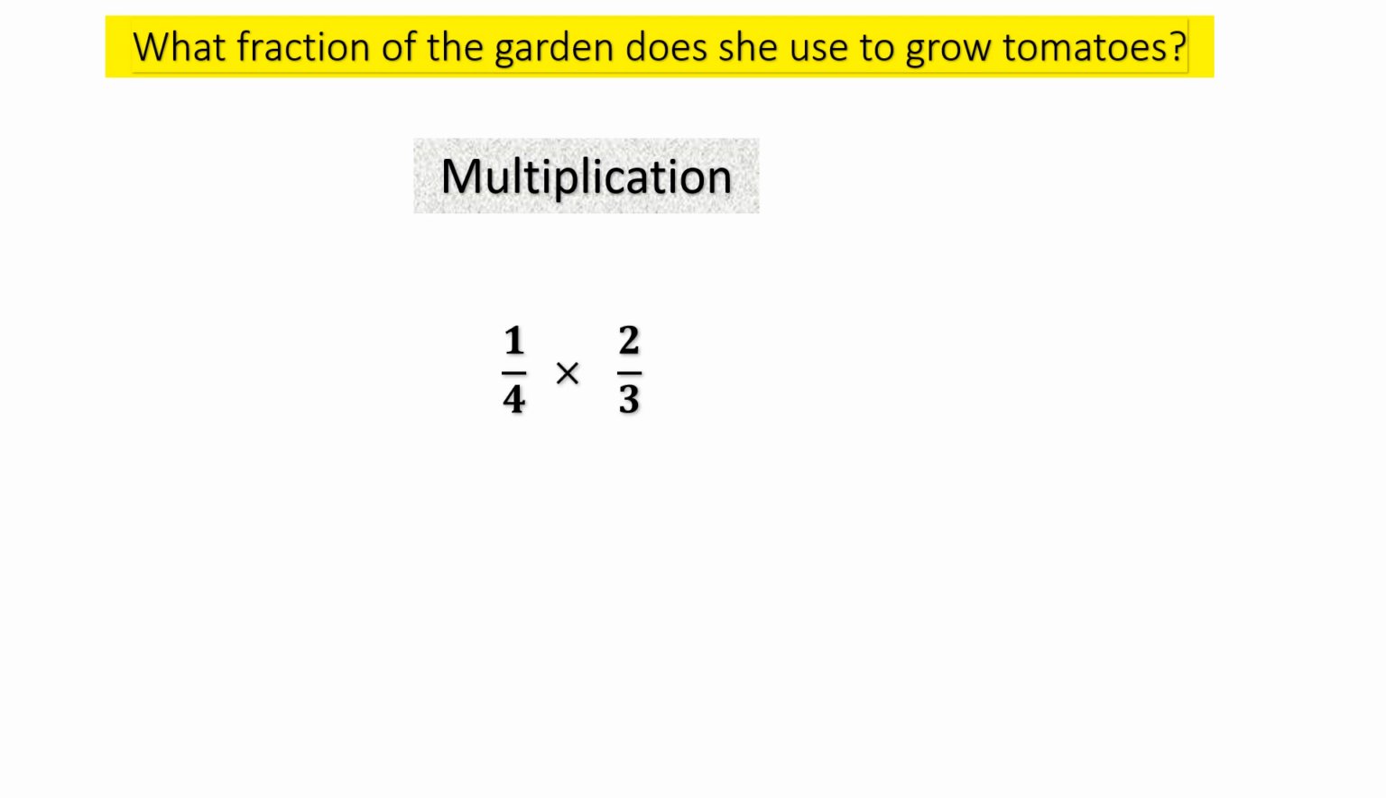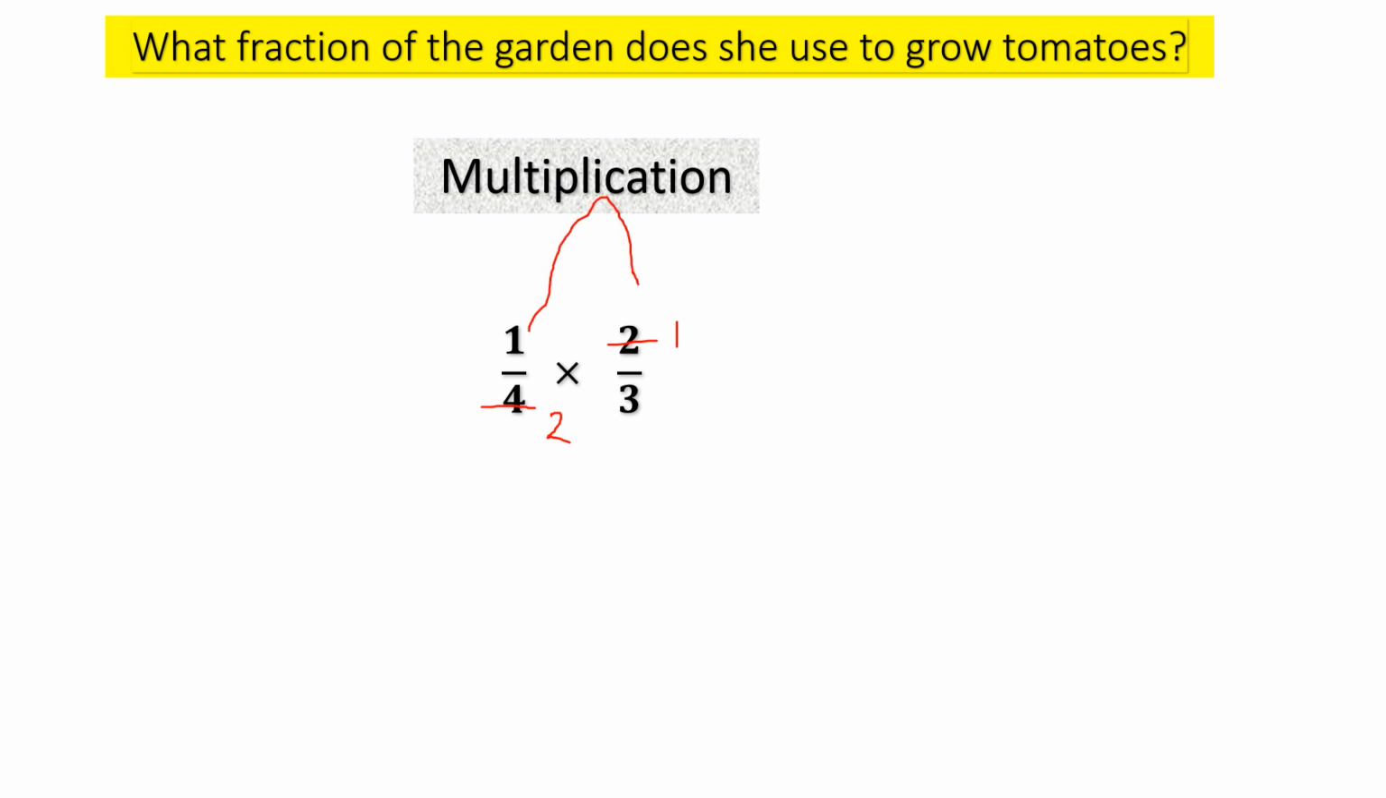Okay, 1/4 multiplied by 2/3. Here we have to cancel any numerator with any denominator. So we can see 2 and 4 both have common factor 2. 2 times 1 is 2 and 2 times 2 is 4. There is nothing other that we can cancel.